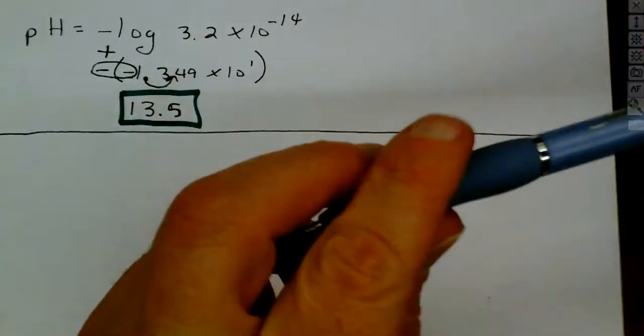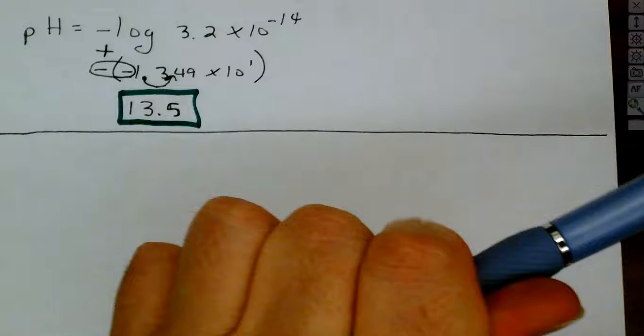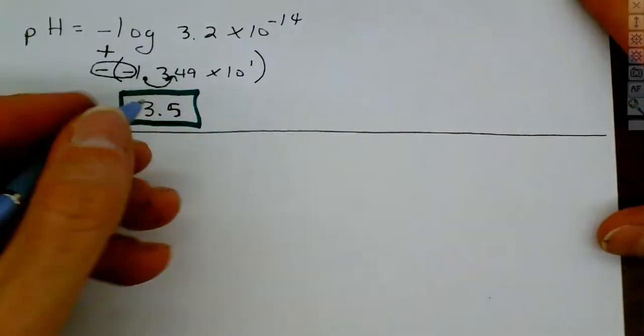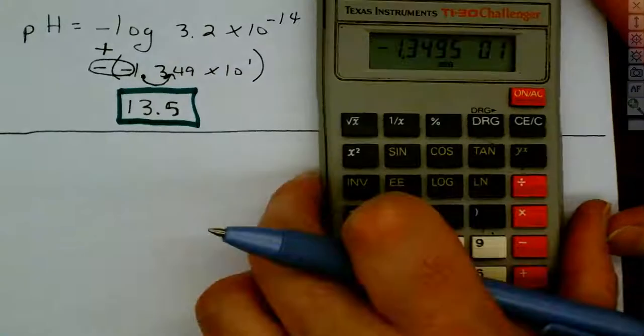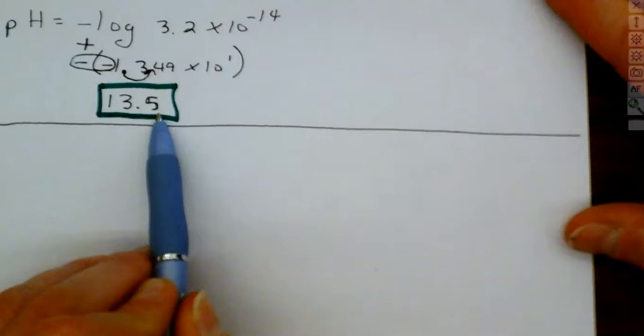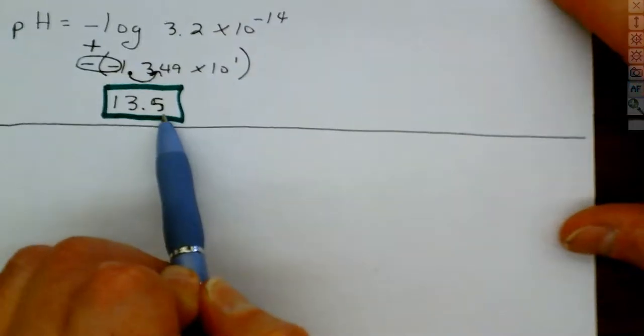The mile was 3.6 or 3.2? Which one now? 3.2. Oh, okay. It's going to be 13.5 when rounded. Can you go up? Sure.